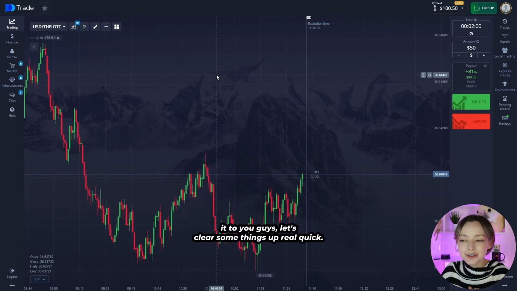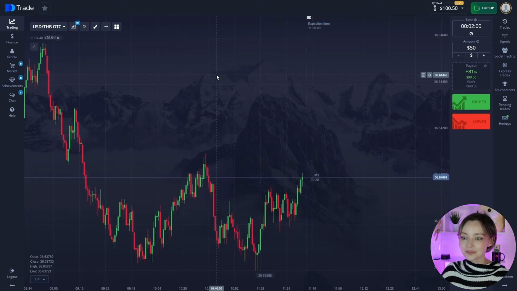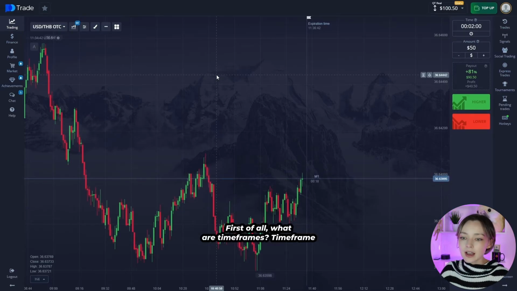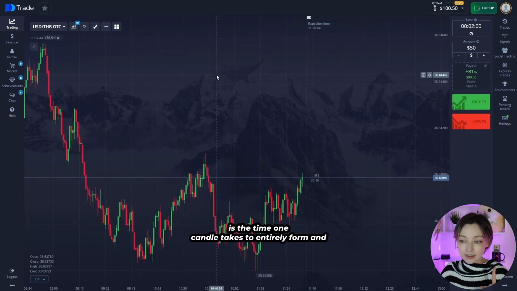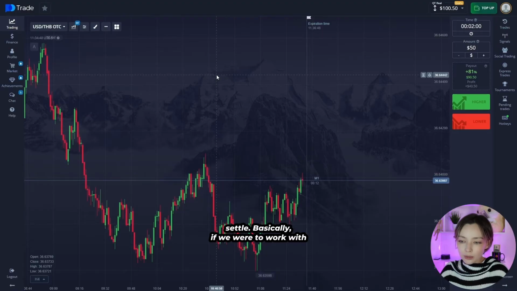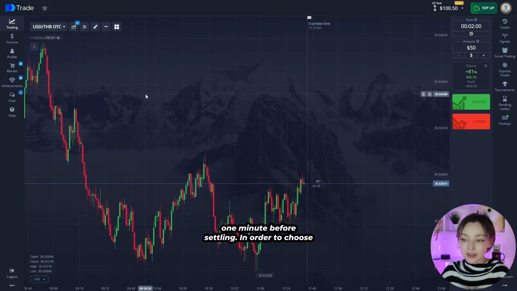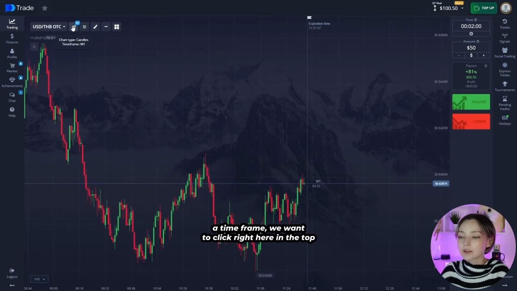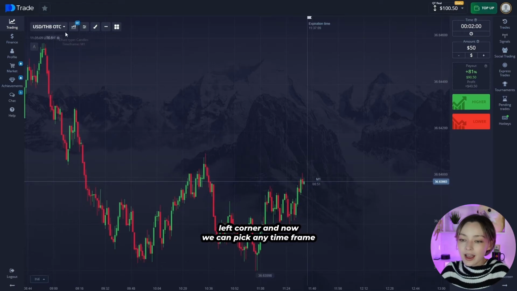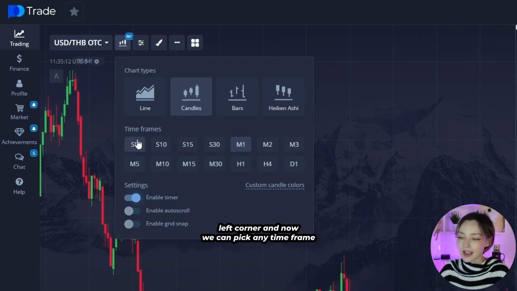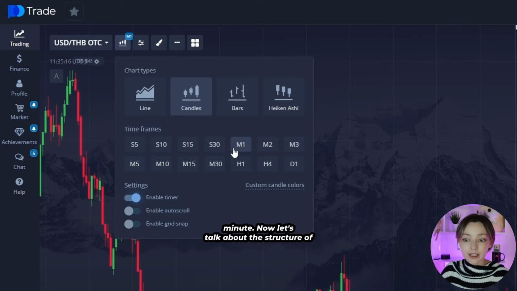Before I show it to you guys, let's clear some things up real quick. First of all, what are time frames? A time frame is the time one candle takes to entirely form and settle. Basically, if we were to work with a 1 minute time frame, one candle would be forming for 1 minute before settling. In order to choose a time frame, we click right here in the top left corner, and now we can pick any time frame out of the list. I prefer the M1, which stands for 1 minute.